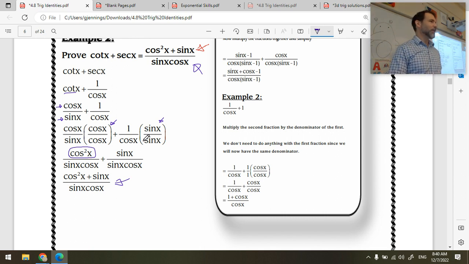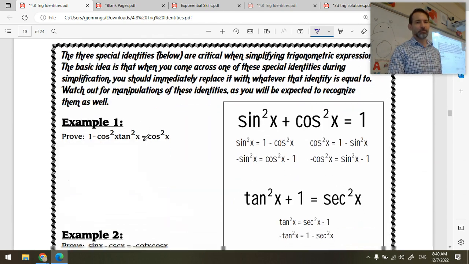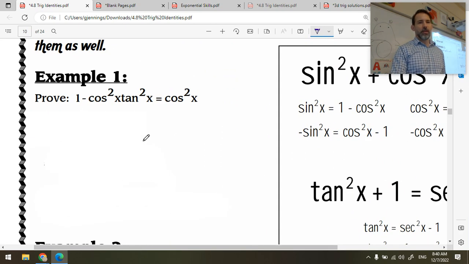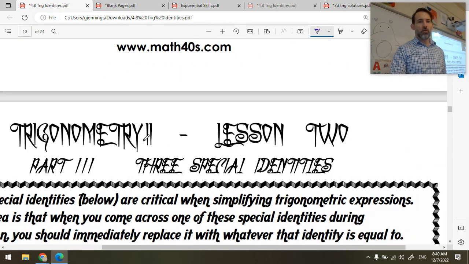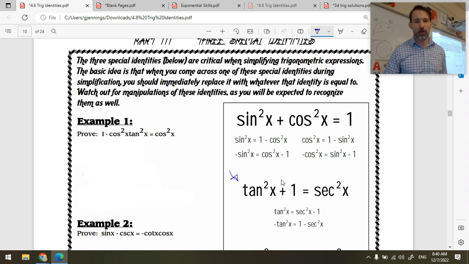All right, ready to go? Let's go. One more type of identity that we're going to take a look at. Oh, yes. So here we go. These ones use what are called the three special identities. This one here is worth taking a look at. Sine squared x plus cosine squared x equals 1. And from that, just converting to different sines and cosines, we can get these other ones as well. And they can be rearranged as well.